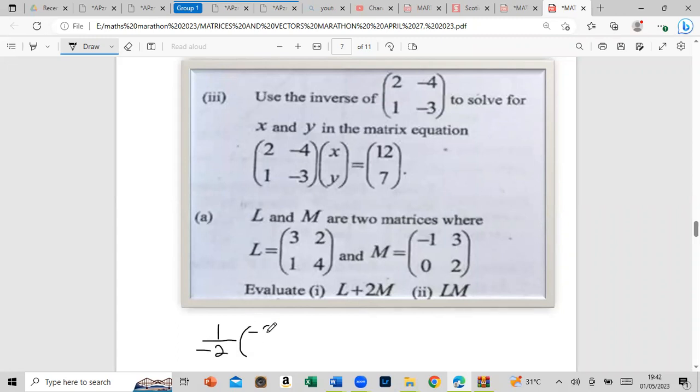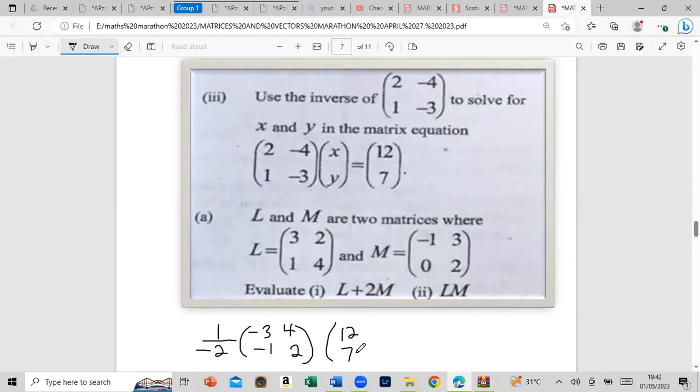We had 3, 2, +4, and -1. All right, so that was the inverse. And then now, this equated to 12 and 7, right? So we're going to multiply these by 12 and 7.